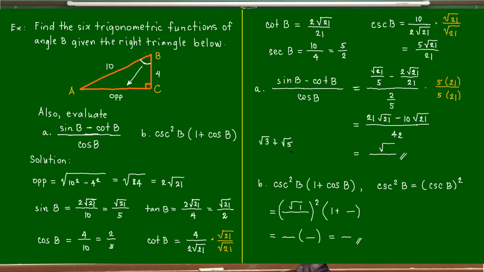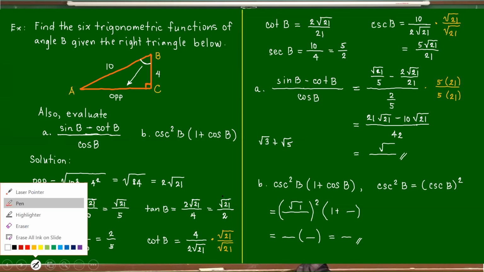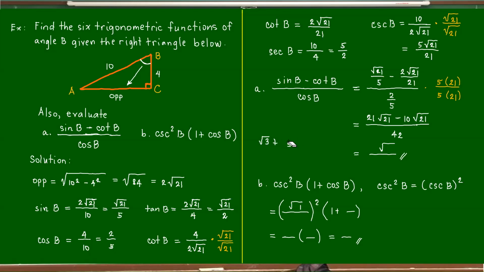We can add, but we cannot combine as a single term. But we can add. Any real number can be added, but there are real numbers that we cannot combine as a single term. In this case, we cannot combine square root of 3 and square root of 5 as a single term. But we can add. Okay? So, 21 square root of 21 and 10 square root of 21 are similar terms. So, we can combine them as a single term.